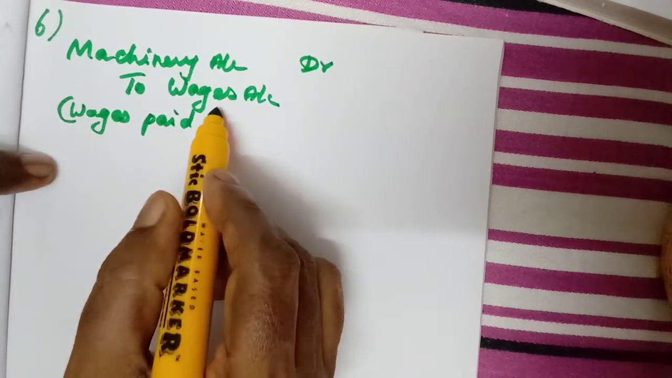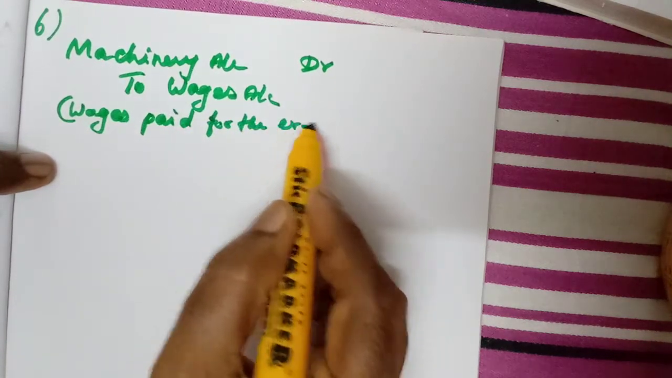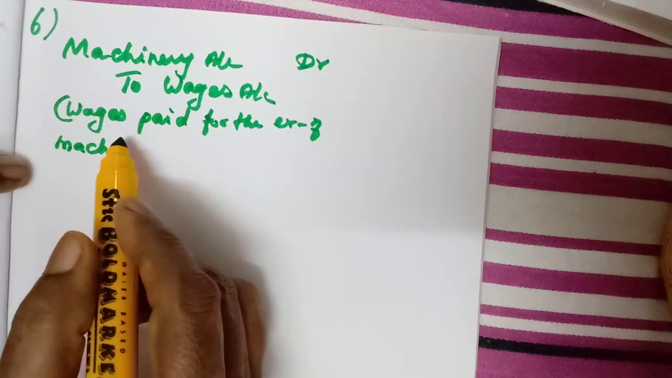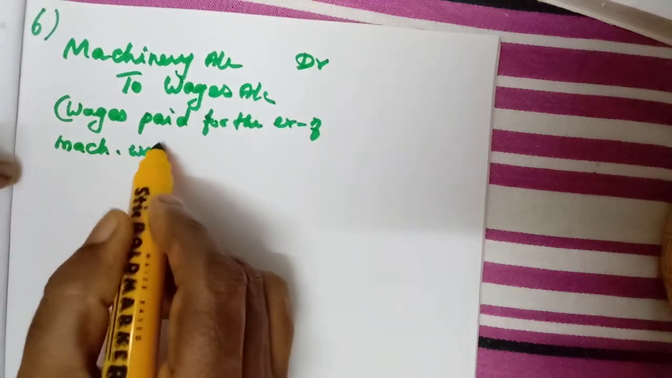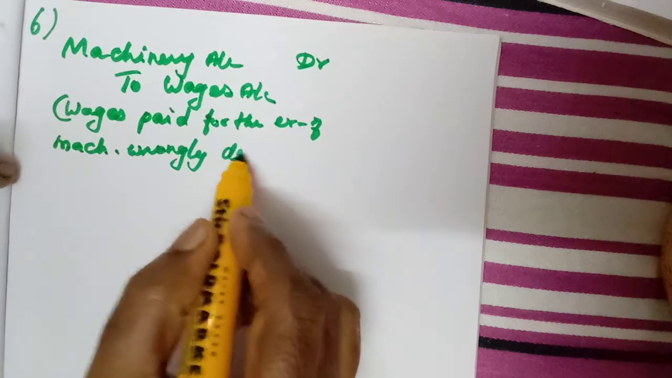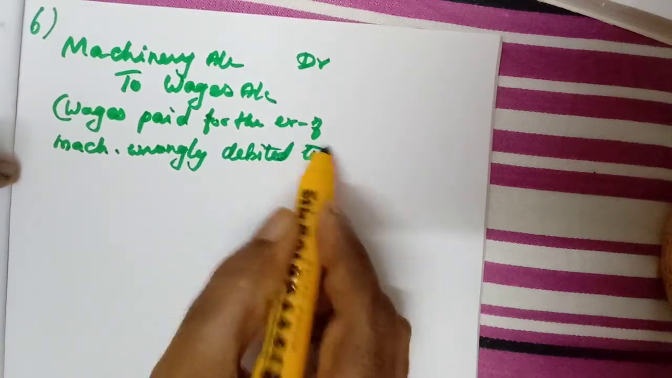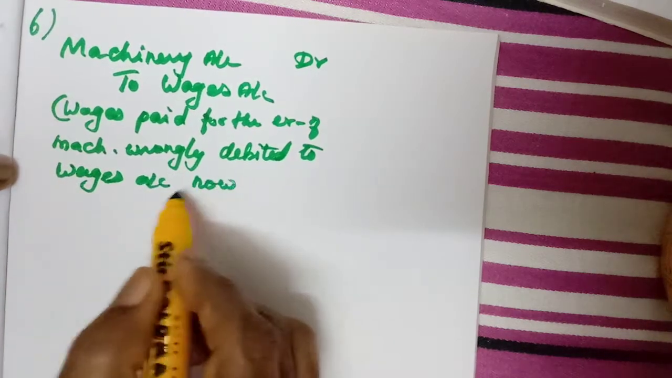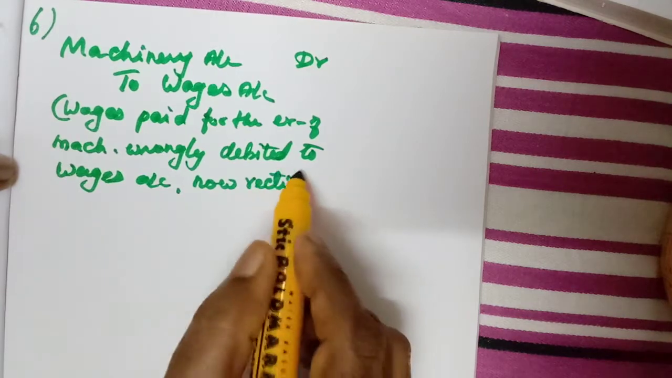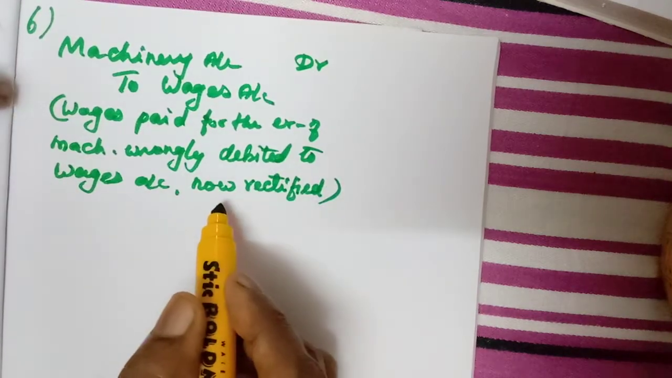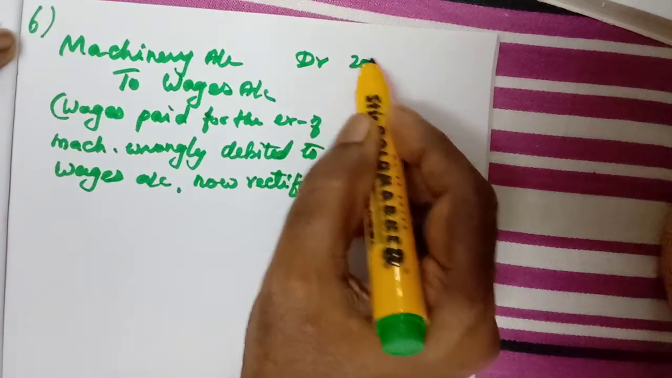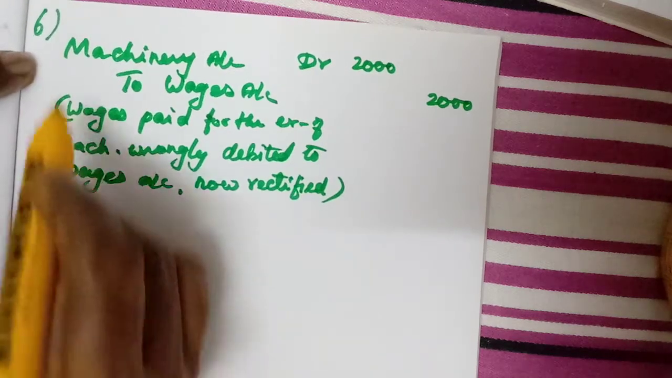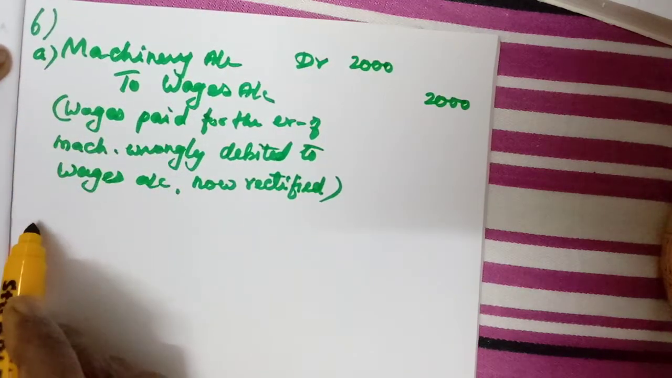Wages paid for the erection of machinery wrongly debited to wages account, now rectified. This should be the narration. Okay, what is the amount? 2000. Write 2000 in the amount column. Understood, students? Then leave one line and this is A. Leave one line and write B.